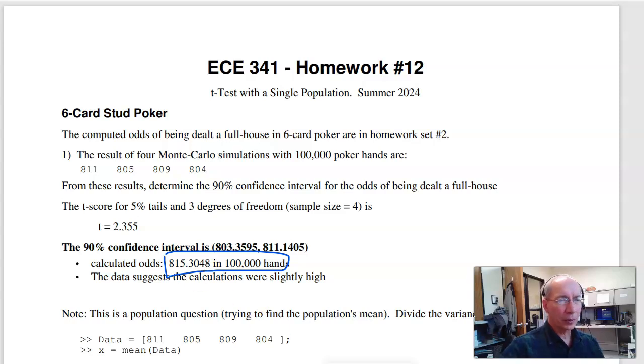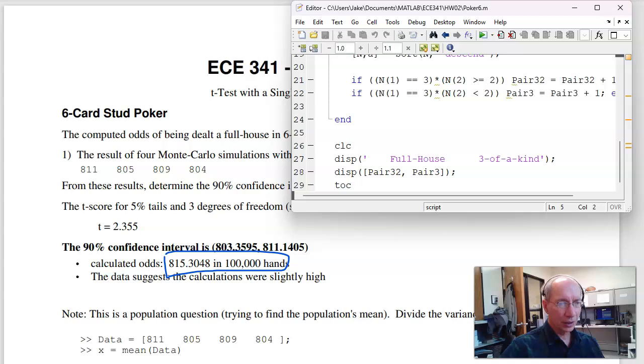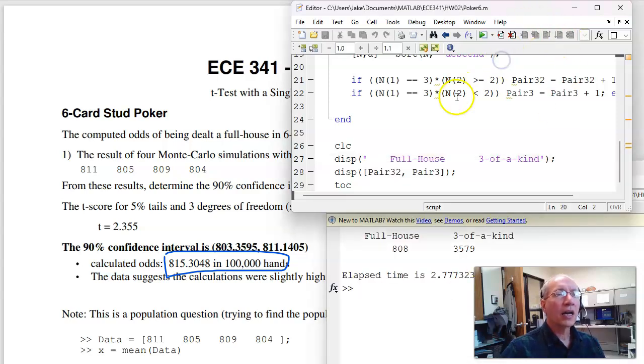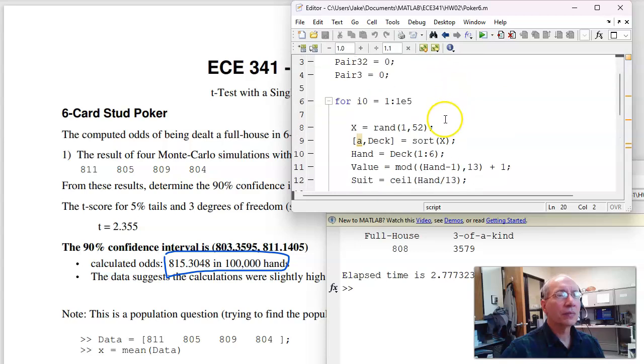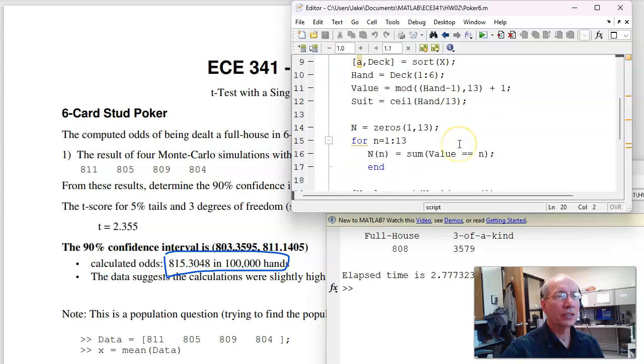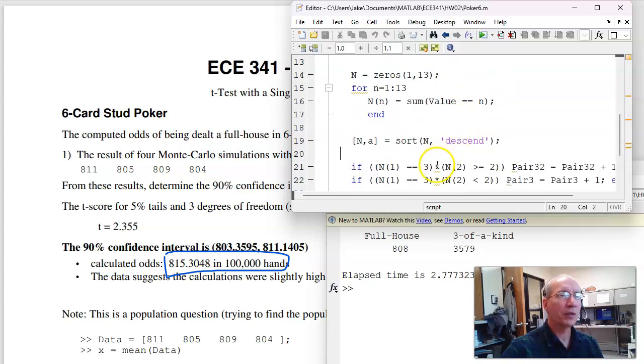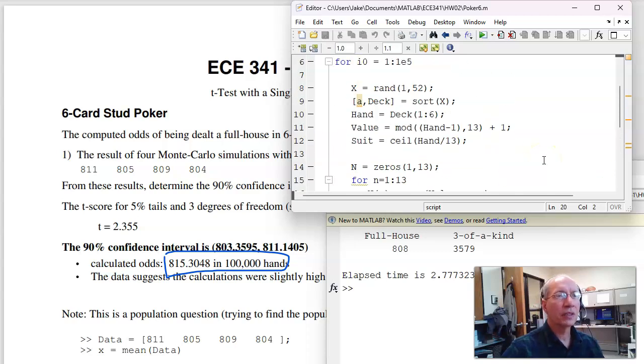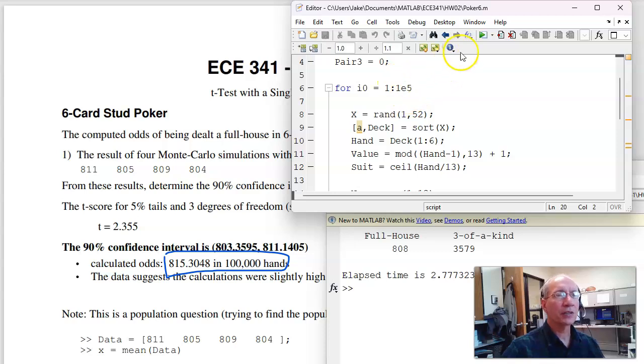With the Monte Carlo simulation, what you do, this is back from homework set number 2, I deal out a 6-card hand. I then sort the cards, check to see if it's a full house. If I have a 3 of a kind and at least 2 of a kind, that gives you a full house. If so, count. Repeat 100,000 times.